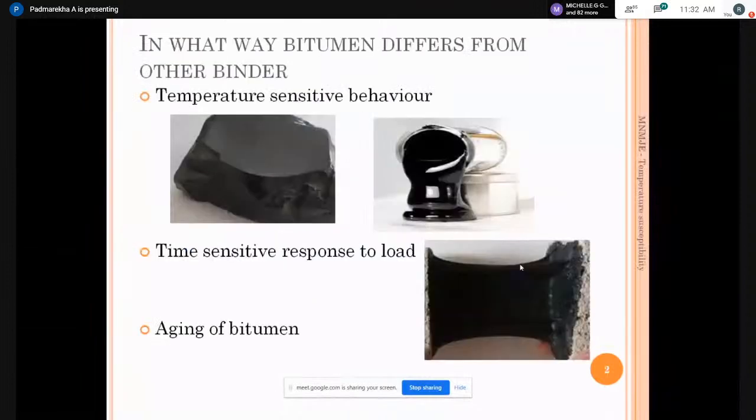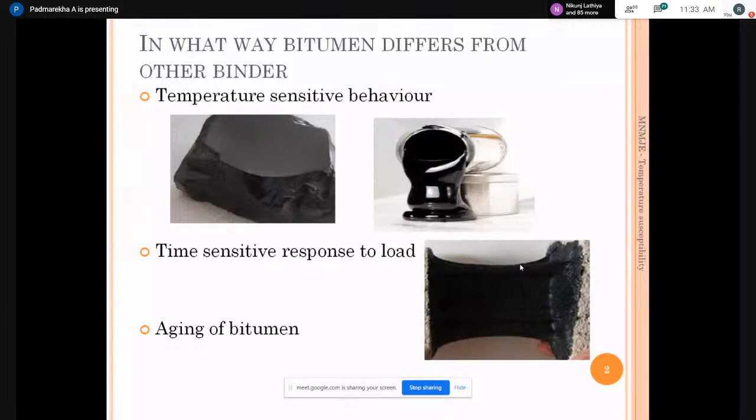So, temperature susceptibility of bitumen. I hope most of you are civil engineers. We use binder for holding aggregates generally. Binder may be in terms of cement, or many binders are available. Like civil engineers, we have been introduced to many binders. One such is bitumen. Bitumen differs from other binders in three basic ways. One is the temperature sensitive characteristic of the binder. For example, take bitumen at two extreme temperatures, maybe 20 degrees Celsius and 160 degrees Celsius, or even minus 10 or 0 degrees Celsius, a very low temperature.